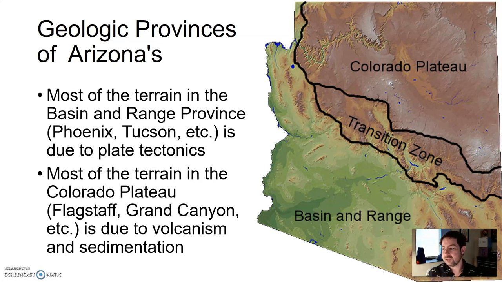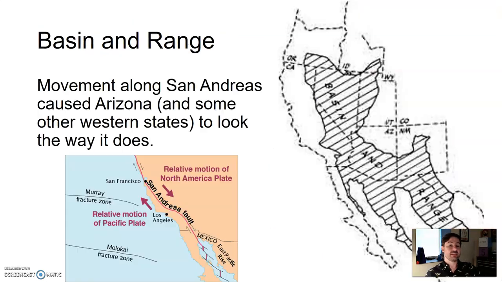Well, all of that is tied to plate tectonics. So it started way back initially when there was movement along the San Andreas Fault. Once the movement along the San Andreas Fault occurred, this kind of side-by-side motion, this transform boundary motion, it caused Arizona and some of the other western states to look the way it does. So it all started there.